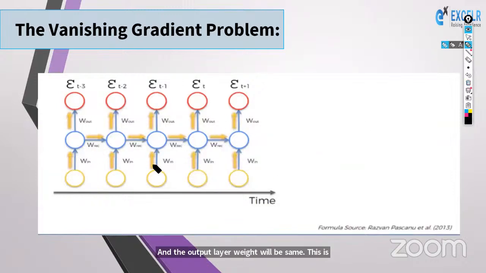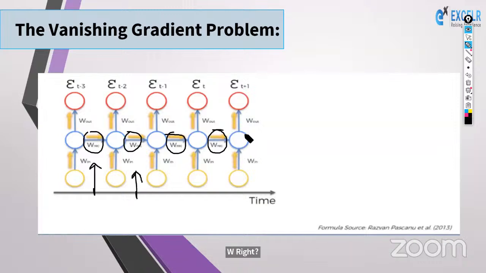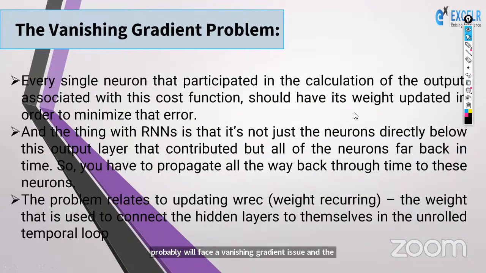By the way, if you have this kind of network, and you want to optimize these WREC weights for these layers, all the gradients will get calculated at the backend. If the value of the gradient is very small, you will probably face the vanishing gradient issue. And if the value of the gradient is very large, you will face the exploding gradient issue. So this is what I have written here.